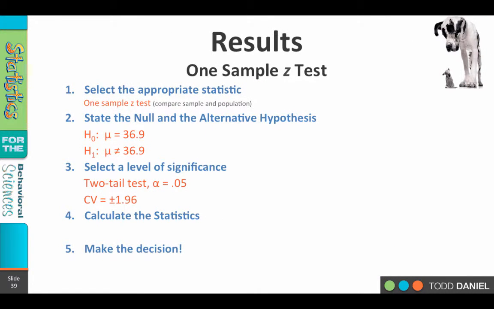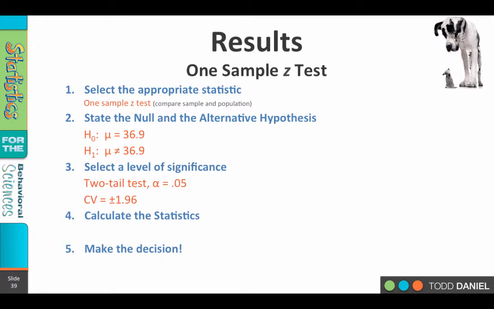Now that we know the results, it's time to write them up. In your homework, you will see these steps, and these are the things you should be including in each of these steps. And I'll give you a hint: always include all of these details. So number 1, the appropriate statistic is a one-sample z-test. I've put in parentheses that we're comparing a sample and population. You don't have to include that on your homework, but it is there to just help you remember what we're doing with this test.